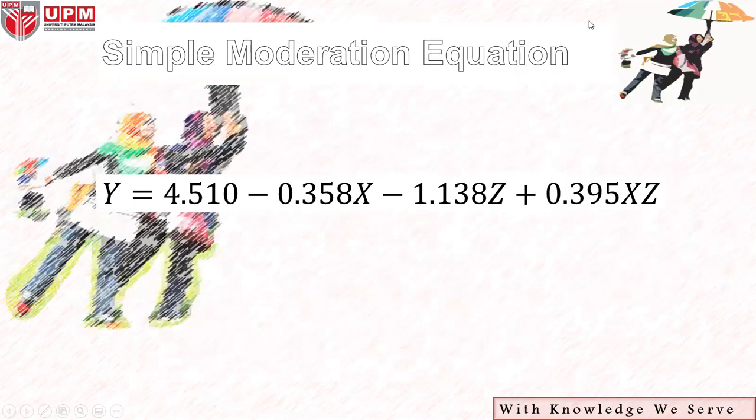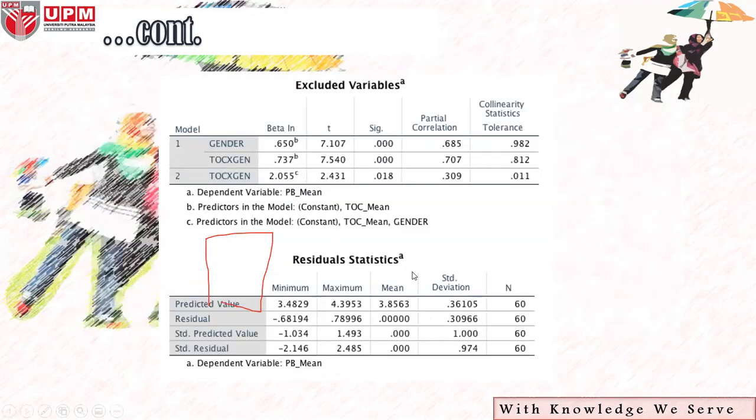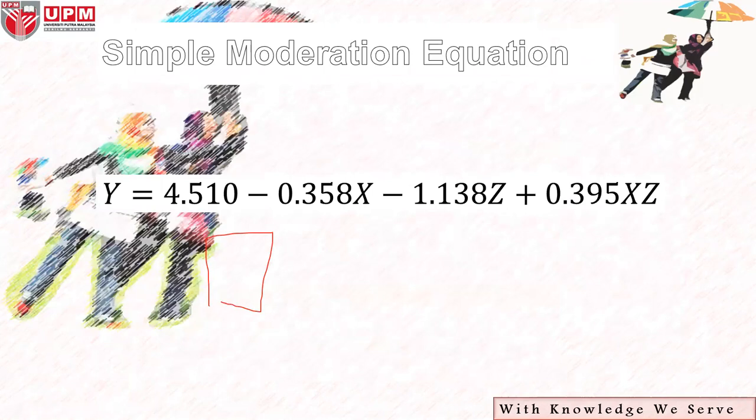Okay, next one. Based on our data, based on the unstandardized values, we pick the values and plug them into our simple moderation equation. Ini kita dapat dekat sini. So this is our simple moderation equation: Y equals 4.510 minus 0.358x minus 1.13z plus 0.395xz. So ini kita punya simple moderation equation.